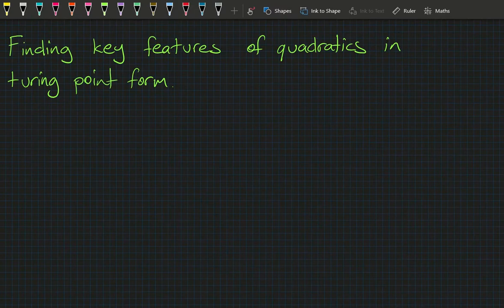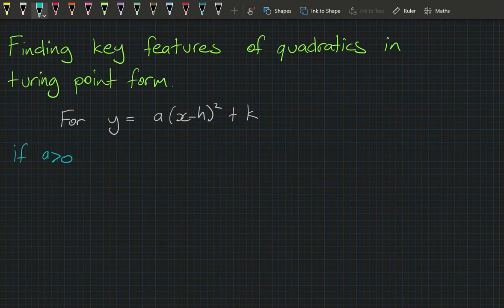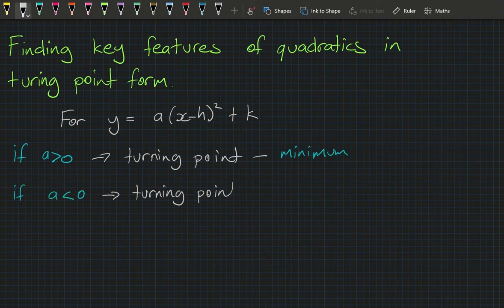So hopefully you've revised completing the square on your own. But before we get on to completing the square, we're going to revise describing a parabola in the turning point form. So for y equal to a times (x minus h) squared plus k, we have a quadratic rule that's expressed in the turning point form. And these constants, a, h, and k, tell us all that we need to know about the parabola. So if a is greater than 0, then our turning point is a minimum. And if it's less than 0, our turning point will be a maximum. And our turning point itself will have an x value of h and a y value of k.